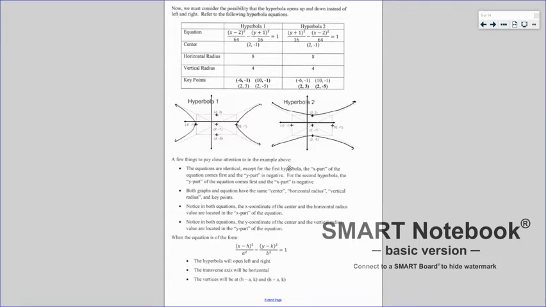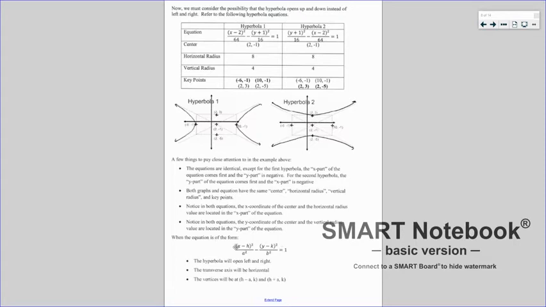A few things to pay close attention to in the example. The equations are identical except that for the first hyperbola, the x part of the equation comes first, and the y part is the negative part. For the second hyperbola, the y part of the equation comes first, and the x part is negative. Both graphs have the same center, same horizontal radius, same vertical radius, same key points. Notice that in both equations, the x coordinate of the center and the horizontal radius are located with the x part of the equation. And then the y coordinate of the center and the y radius are located in the y part of the equation. So that's what I was talking about up here. We have to look and see what it is associated with. These are with the y. So that's the vertical part of the center and the vertical radius.